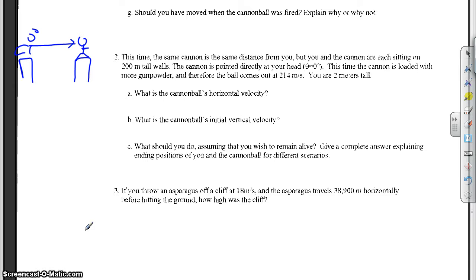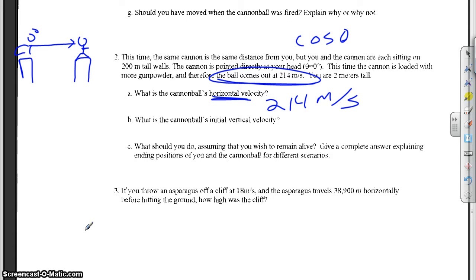The cannon comes out at 214 and is horizontal. So all of its velocity is horizontal. So the horizontal velocity is 214. If you don't like that, how about this? Cos theta times the hypotenuse of 214 is, oh my goodness, it's 214. What is the cannonball's initial vertical velocity? Well, it's going horizontally, so it does not have a vertical velocity.